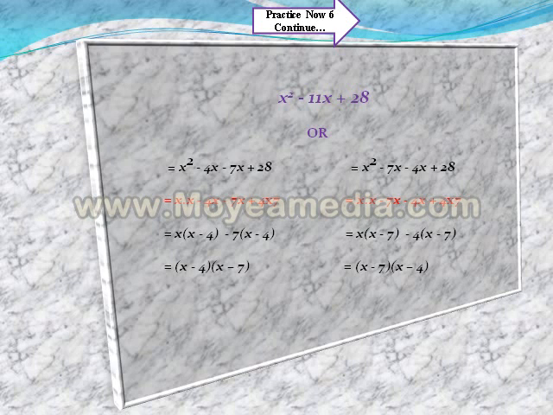So as I told you, you're not supposed to do both of these side by side. The only thing I want to elaborate here is that you can break minus 11x as minus 4x minus 7x, or minus 7x minus 4x. You are going to come up with the same answer.